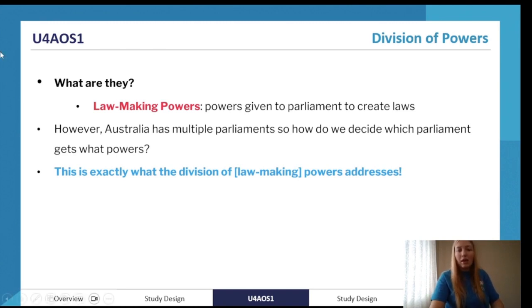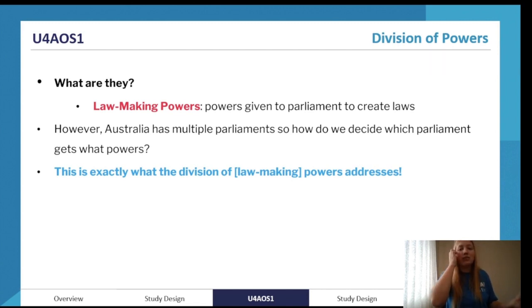So next we'll have a look at the division of powers. These are the lawmaking powers that are given to Parliament to create laws. They are divided between the state parliaments and the Commonwealth Parliament. When we look at separation of powers later on, it is really important that you can tell the difference between the two, because a question will just mention division of powers or separation of powers, and if you answer based on the incorrect concept, you will not get any marks. So make sure you try to commit the names to memory and have strong links in your brain. So division of powers is how it's divided between the states and the Commonwealth.